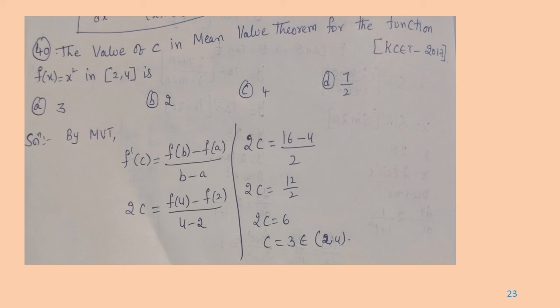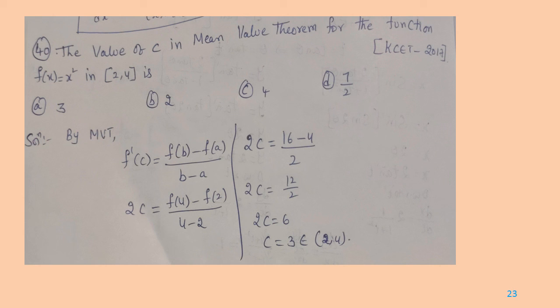Now the 40th: the value of c in the mean value theorem for the function f of x equal to x square in [2, 4] is, which was asked in the year 2017. By the mean value theorem, f dash c is f of b minus f of a divided by b minus a. So f of x is x square. If you differentiate, f dash x is 2x.